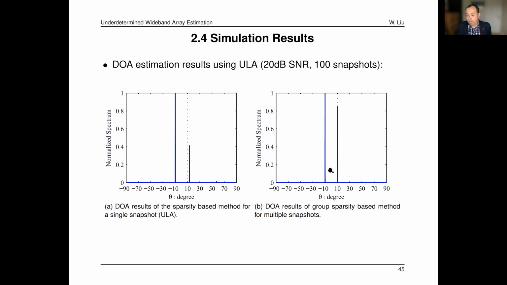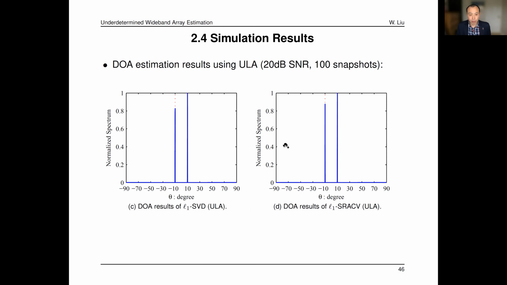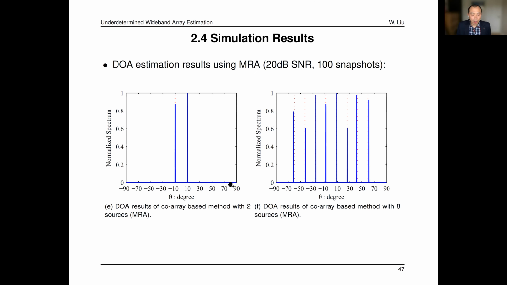And then, if you use the group sparsity-based method for multiple snapshots, the result is much better. Basically, you have more information, so certainly you should have a better result. And then here you have this L1 SVD method, which is low complexity, and then you have this method. All of them can identify the directions of the sources successfully. Here you can use MRA. You can also identify these 2 sources, no problem.